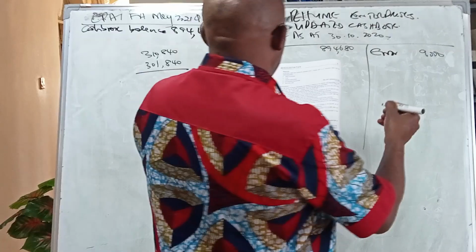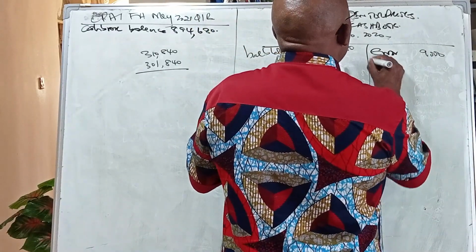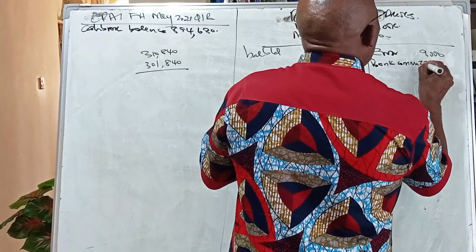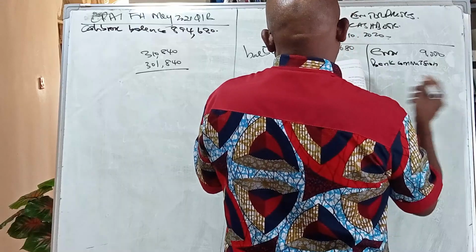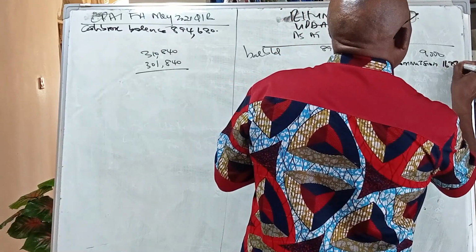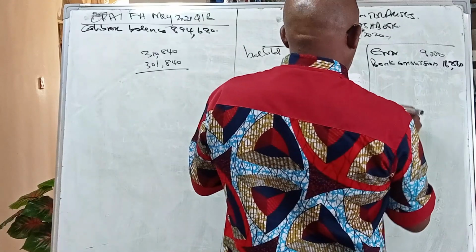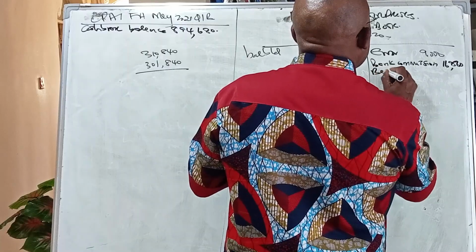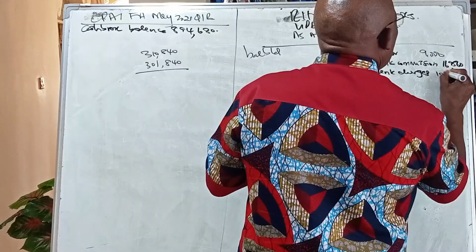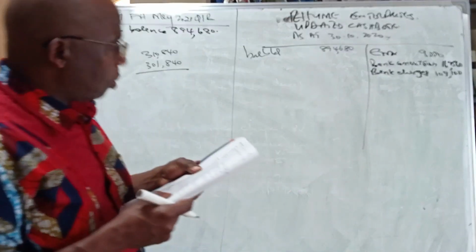So we record in the cash book: bank commission, which amounted to 169,560, and then bank charges of 109,100.